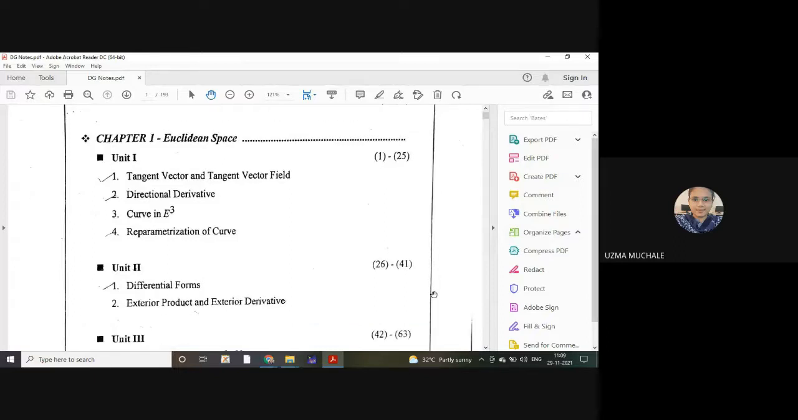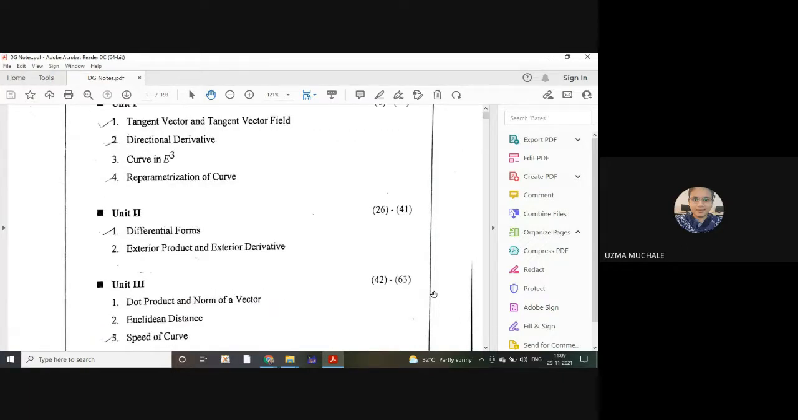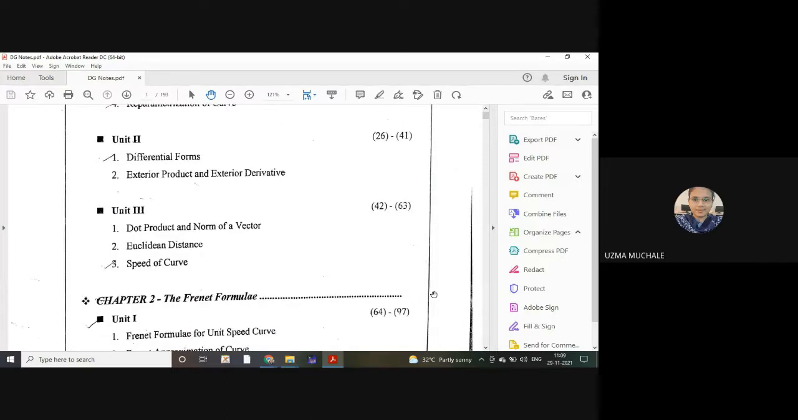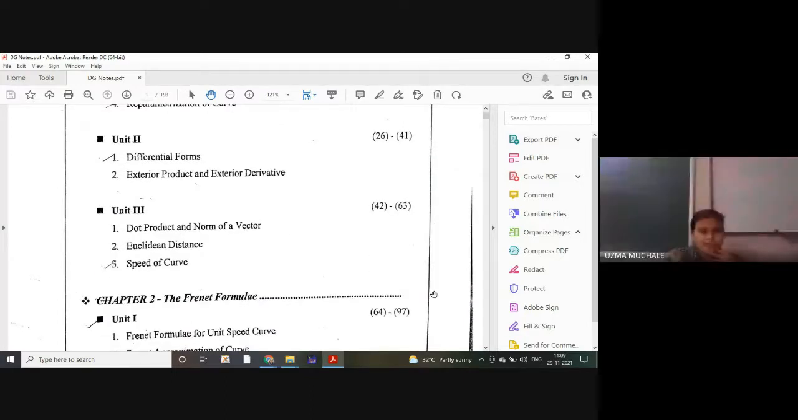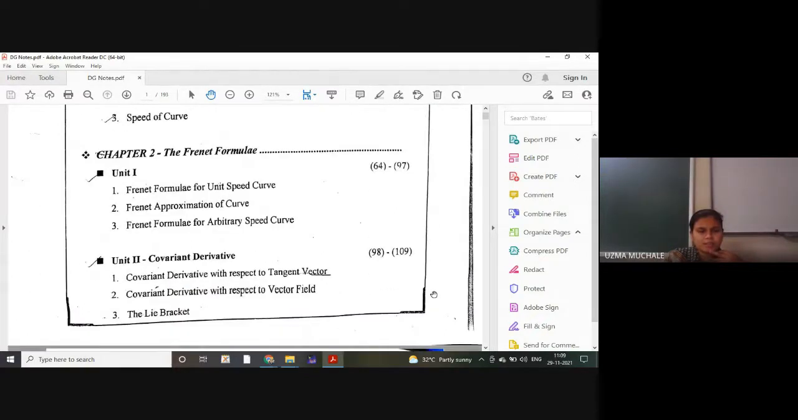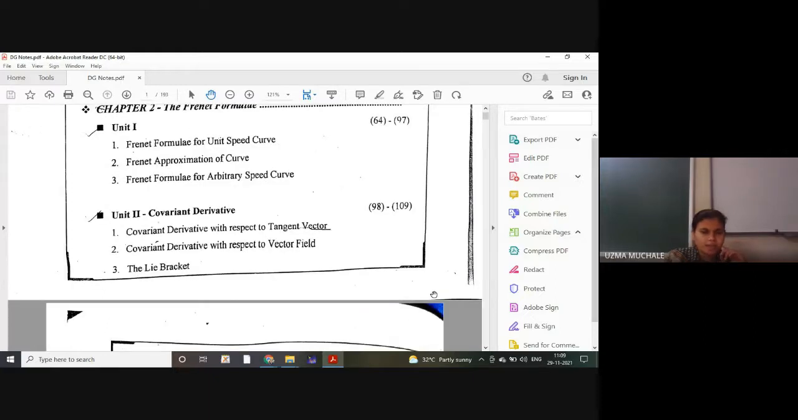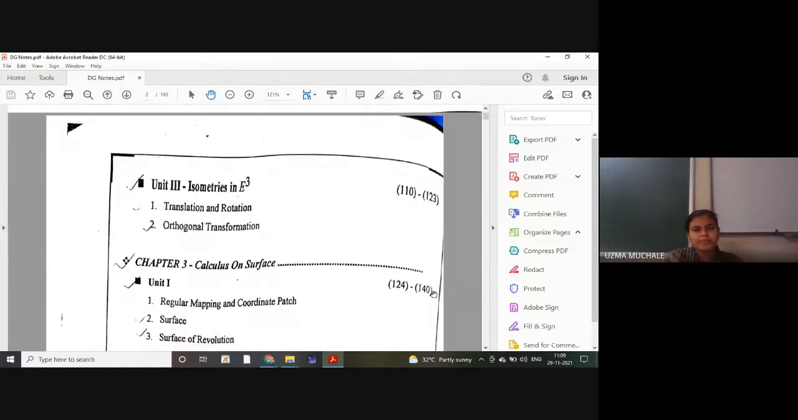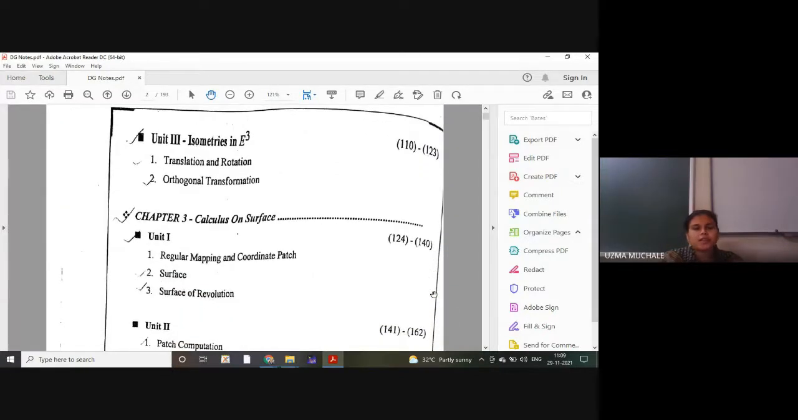See, what are the points we have seen: tangent vector field, directional derivative, curve, reparameterization, and then differential form, exterior product, exterior derivative. Correct? After that, we have seen dot product, norm of a vector, Euclidean space. And in chapter 2, we started with the Frenet apparatus for the unit speed curve and for arbitrary speed curve, then covariant derivative with respect to tangent vector as well as a vector field. And after that, we have seen the isometries, that is translation, rotation, and orthogonal transformation.